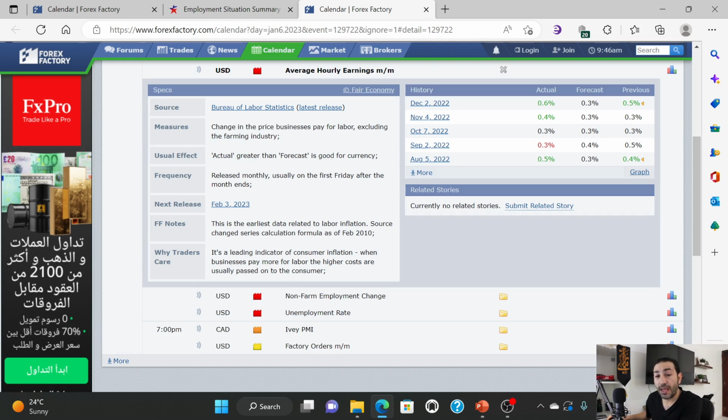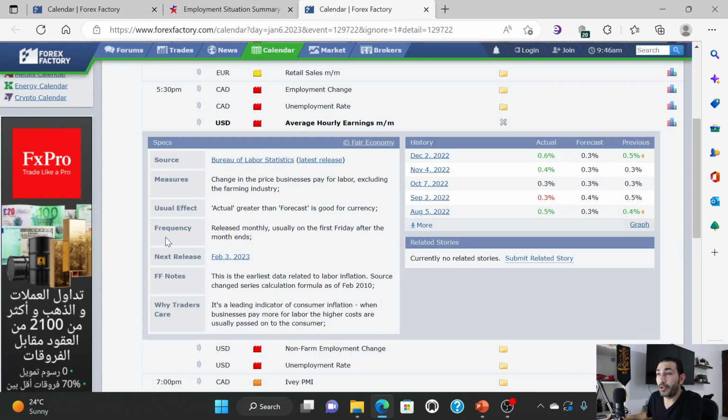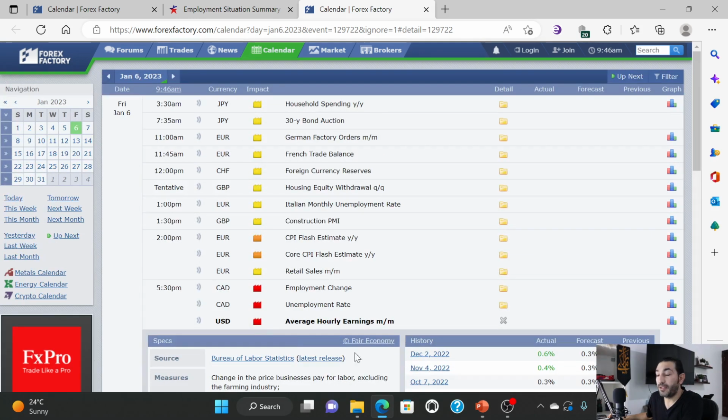So if the actual data is less than the forecasted result, then it will become red and this will be below the expectation. Then the currency will depreciate and will go down. If the actual data is black, that means it's meeting the expectation. Okay, let me take you through some data here on the Forex Factory website.